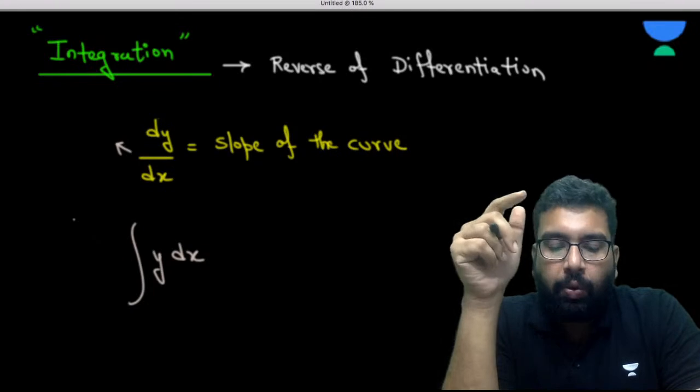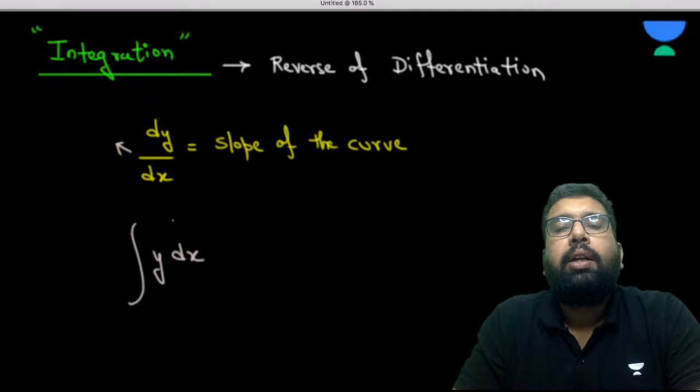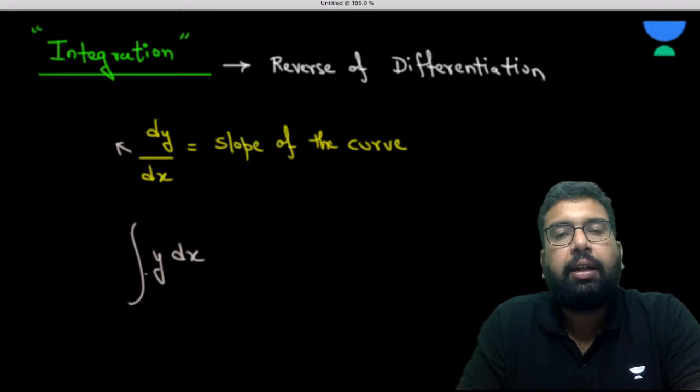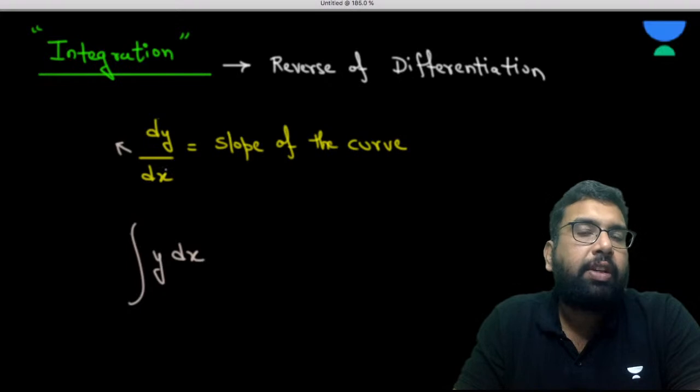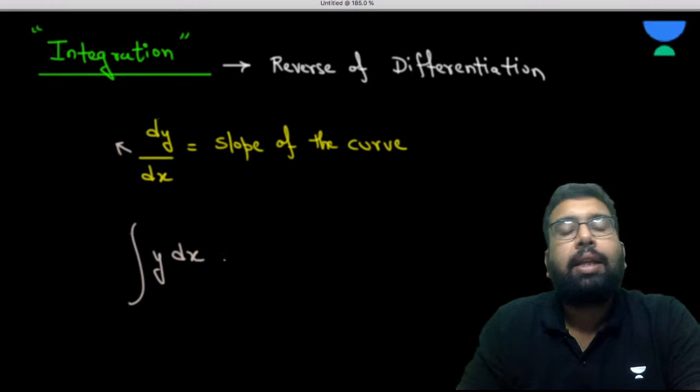Now we have this integration y dx. This is the sign of integration. So when you write it like this, you read it as integration, like d by dx is the differentiation. In the same way, this is the integral sign. And see what is happening here: you read it as integration of y with respect to x. Similarly, this is the differentiation of y with respect to x, and that is the integration of y with respect to x.